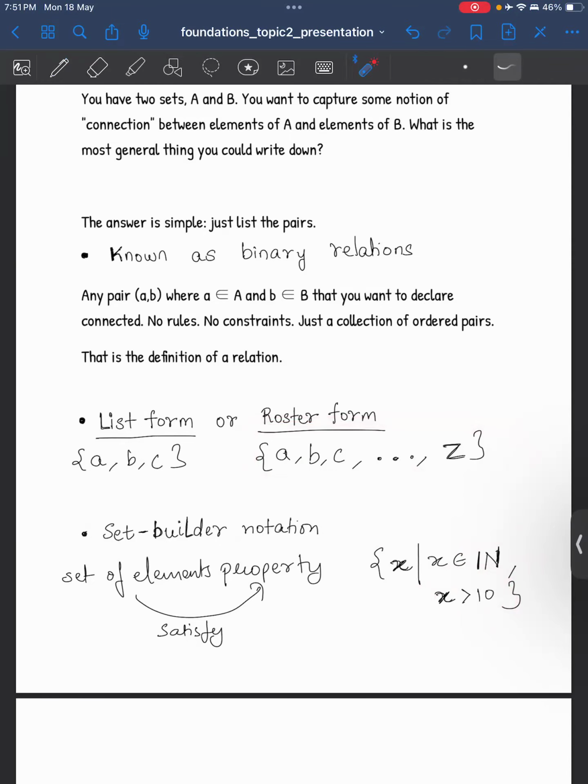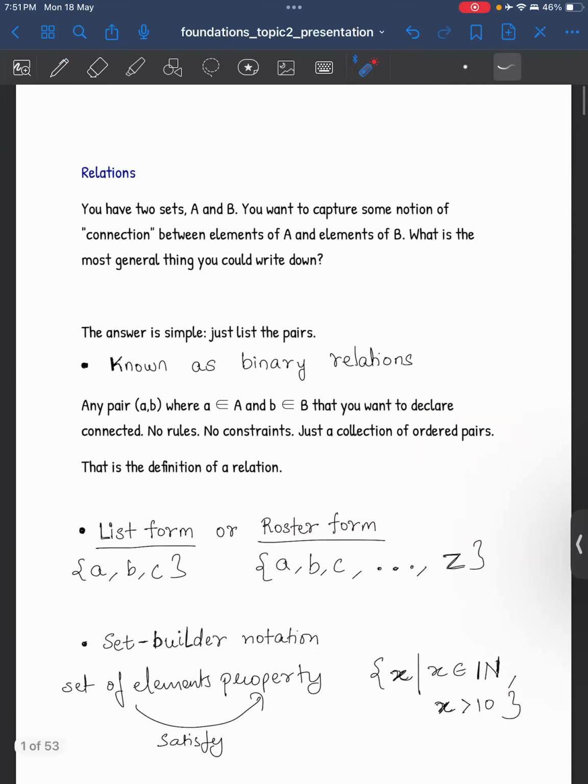Having made this clear, let's begin. Suppose you have two sets, A and B, and you want to capture some notion of connection between the elements of A and the elements of B. What is the most general thing you could write down? The idea is to just list the pairs down, and that is what a relation is.